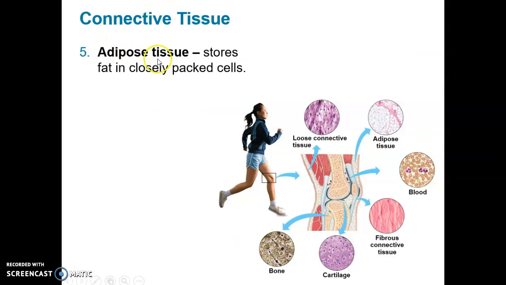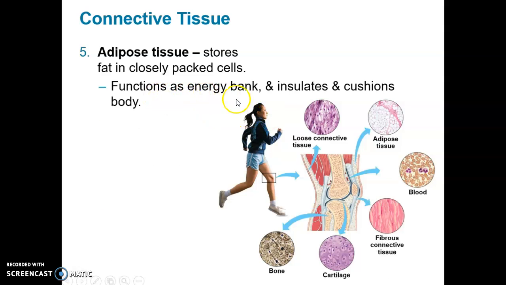Okay, number 5, adipose tissue. This is fat, and it stores energy in fat cells. It stores fat in closely packaged cells. Where's our adipose tissue here? And we find that throughout our body. It functions as an energy bank. If you eat excess food and don't balance that with exercise, some of that energy is stored as adipose tissue, fat. It also functions to insulate the body and helps cushion the body and surrounding certain organs. So some amount of adipose tissue is necessary.